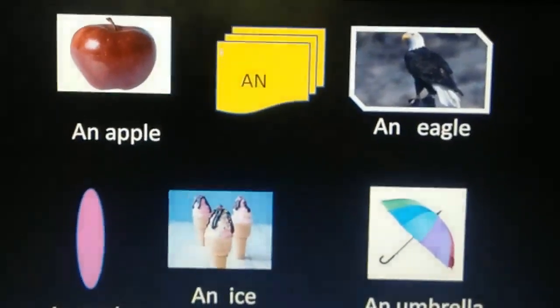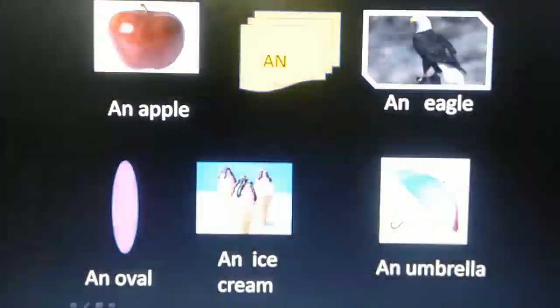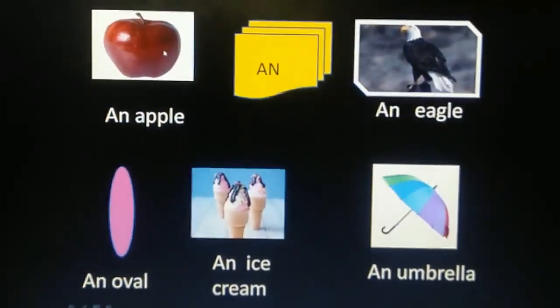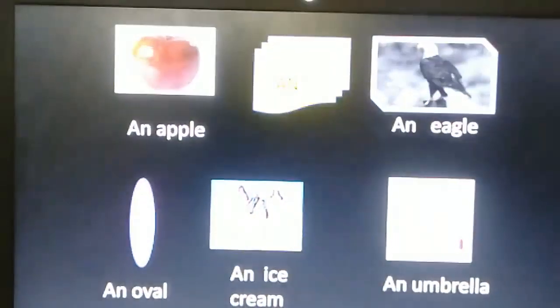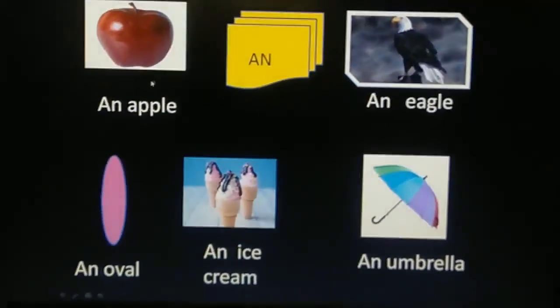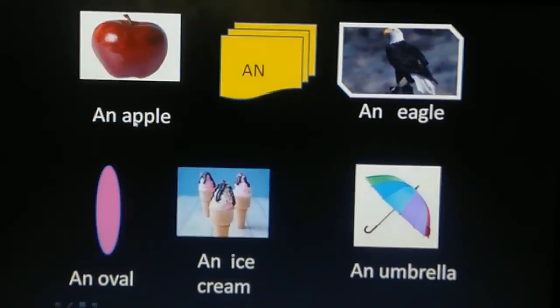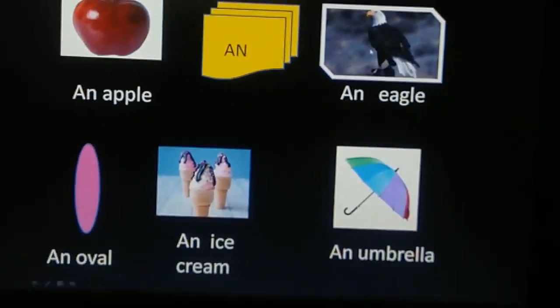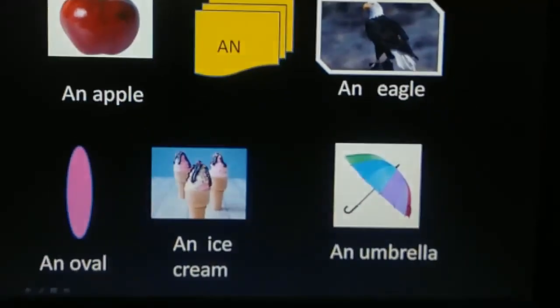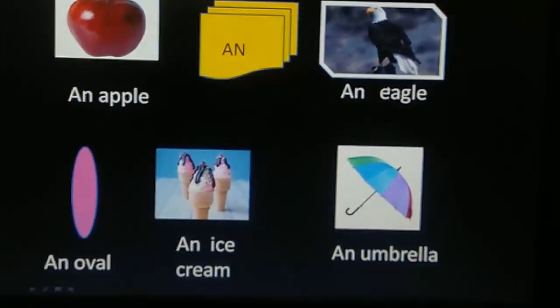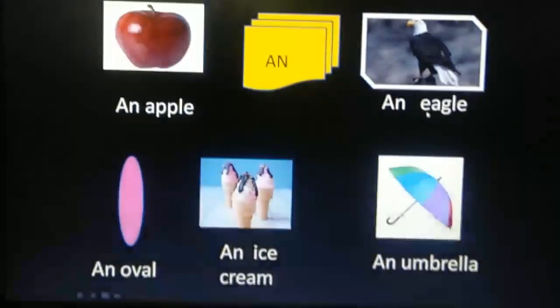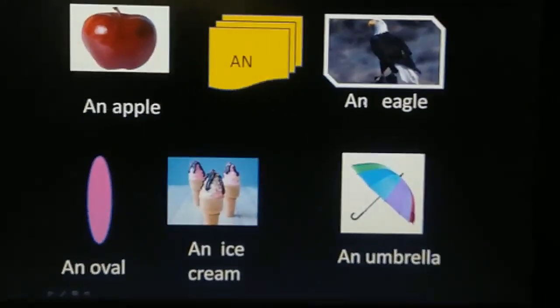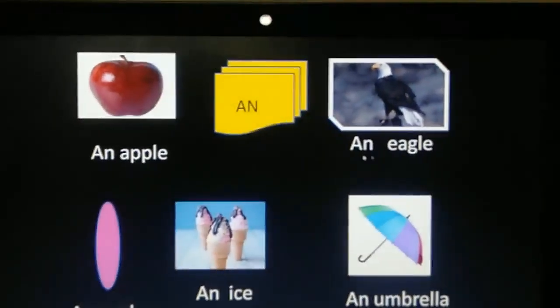Next. What is this? An. Here you can see an apple, so you have to write an before A: an apple. Look at this picture: eagle. This word starts with the letter E, so you have to write an because this is a vowel.